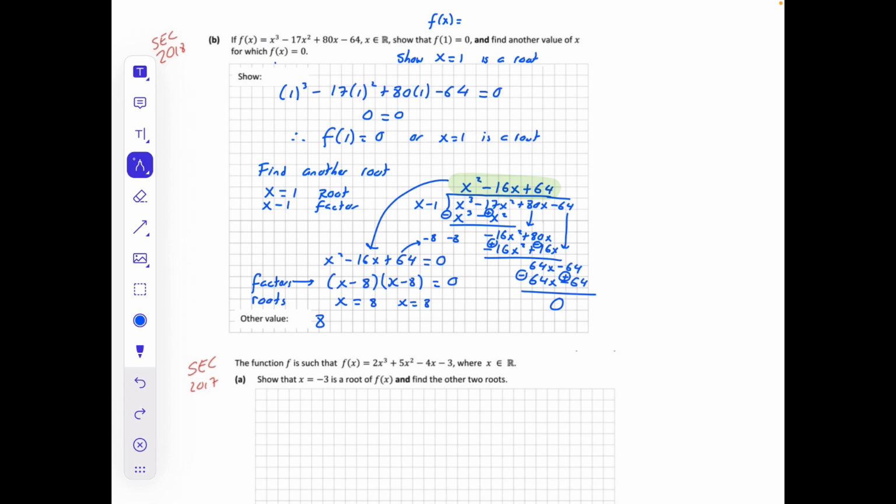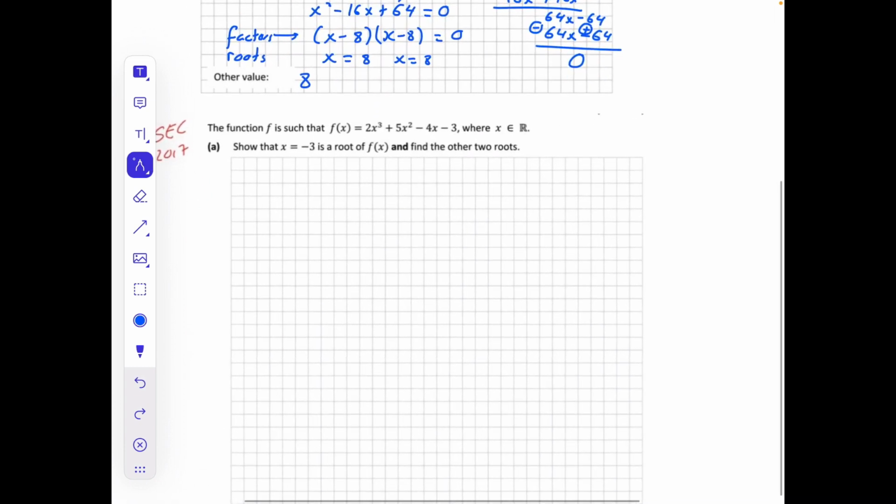Okay, again, very similar to actually the last question we did, and this next question is also going to show some similarities. So the function f of x is equal to 2x cubed plus 5x squared minus 4x minus 3. Show that x equal to minus 3 is a root and find the other two roots.